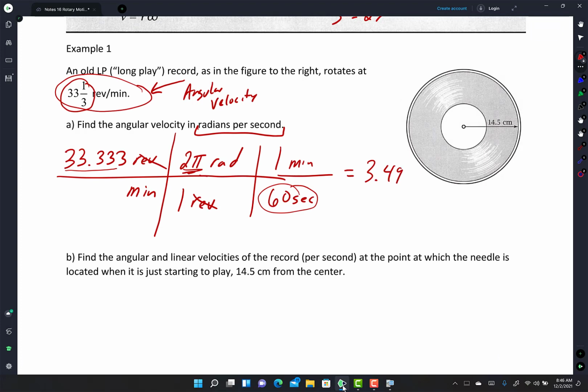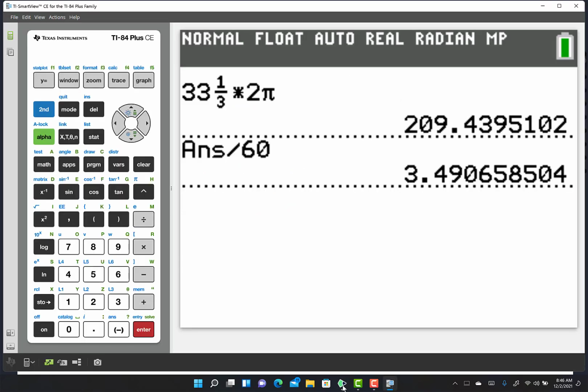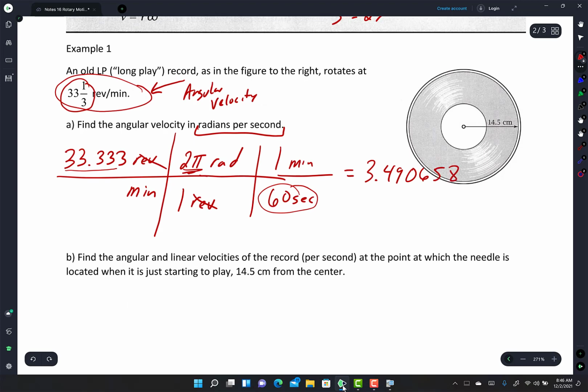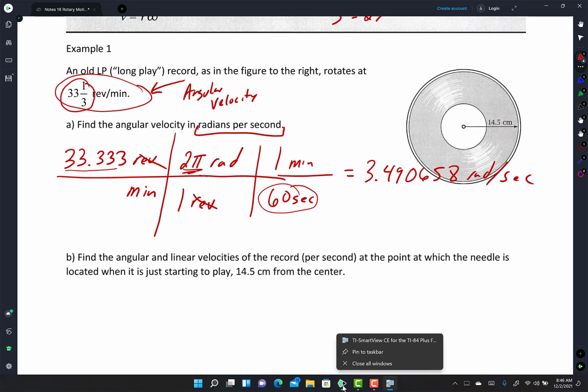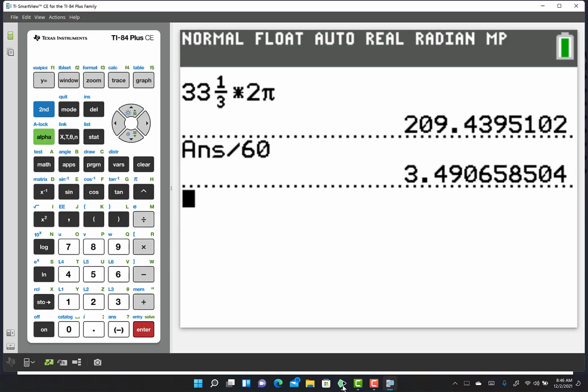Alpha y equals the number 2. 3.490658 radians per second. You want the whole thing, Tom? You can leave it in terms of pi, I guess. Multiply 33 1/3 times 2 divided by 60 and leave it in terms of pi. Yeah, the more digits, the better. I guess if the pi's not in the final answer, then it's rounded.